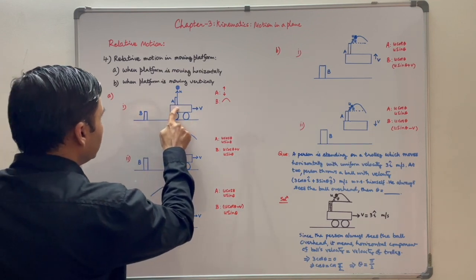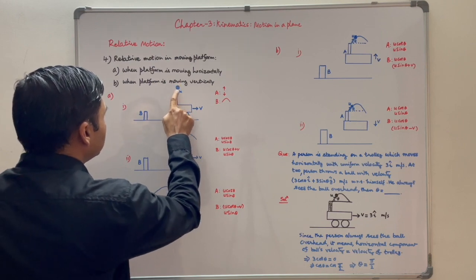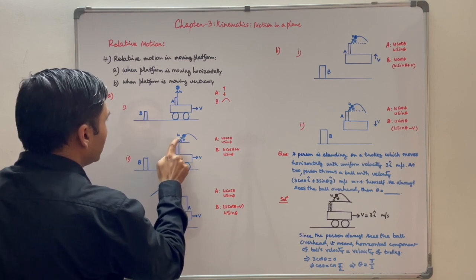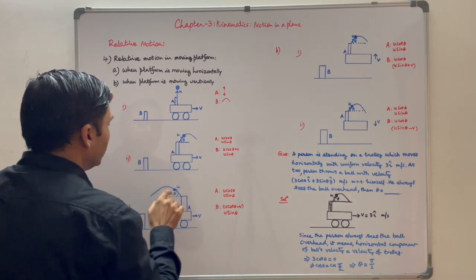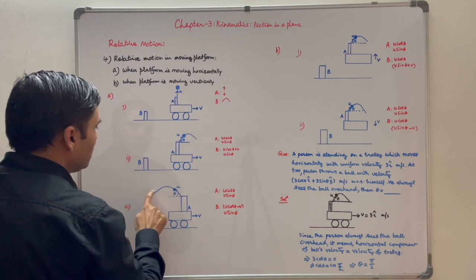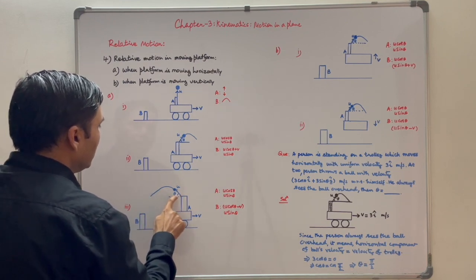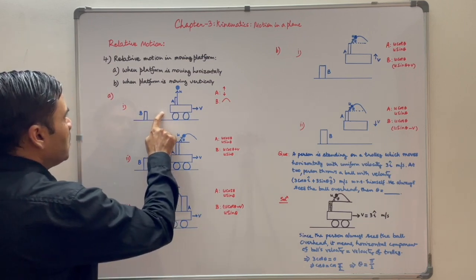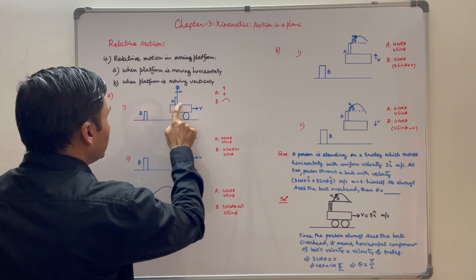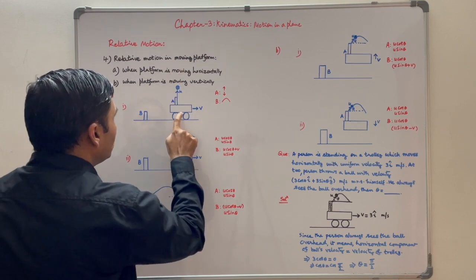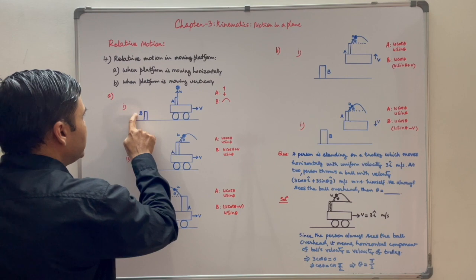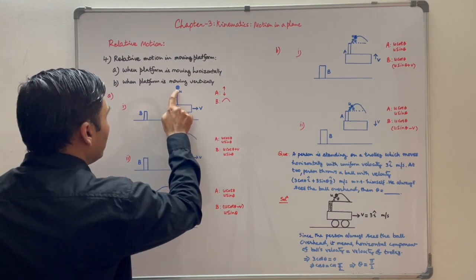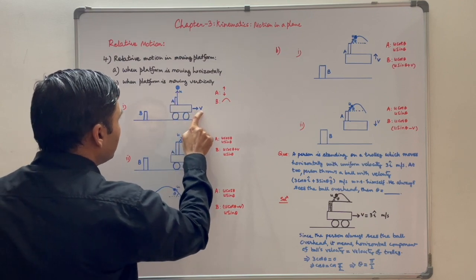We will consider three cases in it. First, when person A throws the ball vertically upwards. Second, when the person throws the ball making an angle theta with the horizontal in the direction of movement of the trolley. In the third case, the person throws the ball making an angle theta with the horizontal but opposite to the movement of the trolley. In case 1, person A will see the ball moving either vertically upwards or downward. Observer B will see the ball moving in a parabolic path. Here the horizontal component of the ball's velocity is equal to the velocity of the trolley.